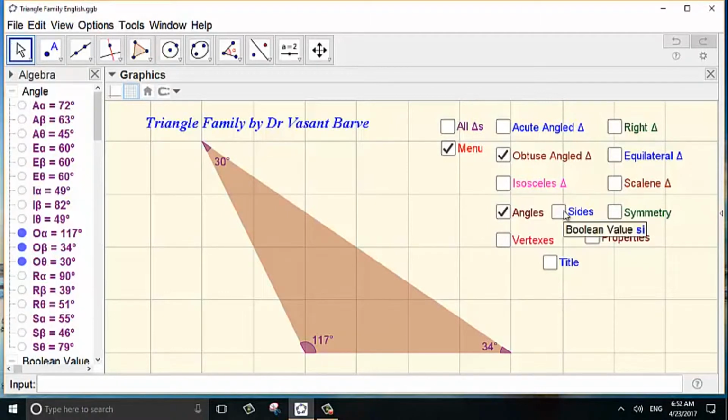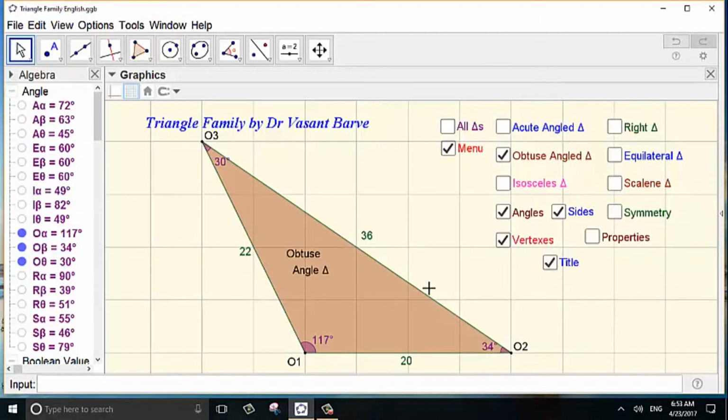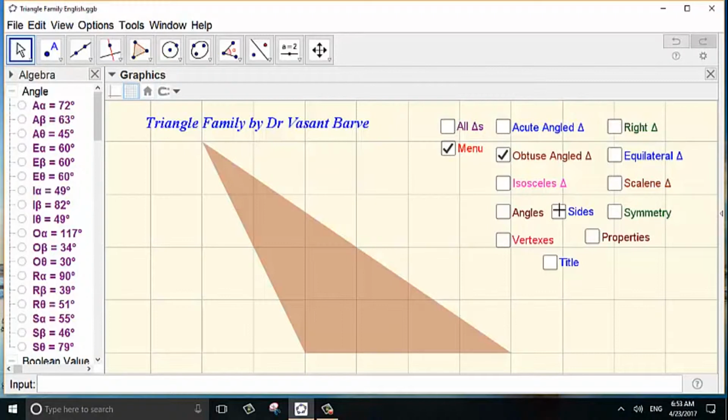If you look at the sides, you are seeing the sides, you are seeing the vertices. It does not show any symmetry in general. And we call this as obtuse angle triangle. One angle is obtuse, other two are the angles which are less than 90 degrees. Now let's go ahead and look at the classification of the triangle based on the length of the sides.